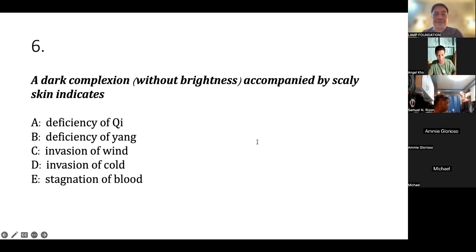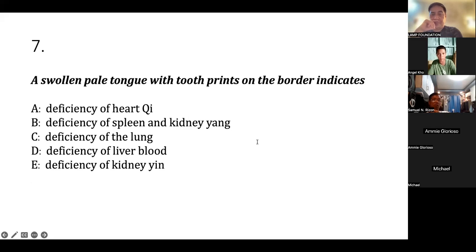Number 6 po, a dark complexion without brightness accompanied by scaly skin indicates A. Deficiency of Qi, B. Deficiency of Yang, C. Invasion of wind, D. Invasion of cold, E. Stagnation of blood. Ang may scaly po na skin, stagnation of blood po, Doc. Okay, so the answer is E. Let's go to number 7.